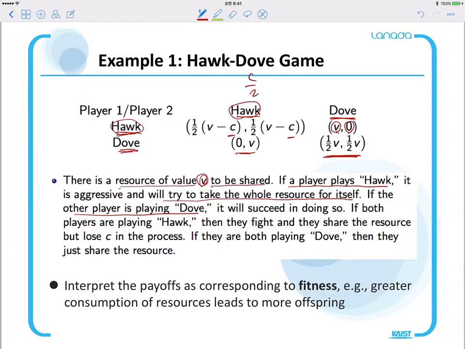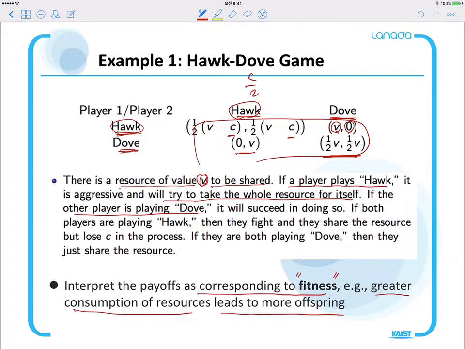And we can interpret this payoff structure as corresponding to some notion of fitness. We know what fitness means in biology, right? Basically, greater consumption of resources leads to more offspring. Animals are interested in generating or producing more offspring, more children. That's their instinct, right?